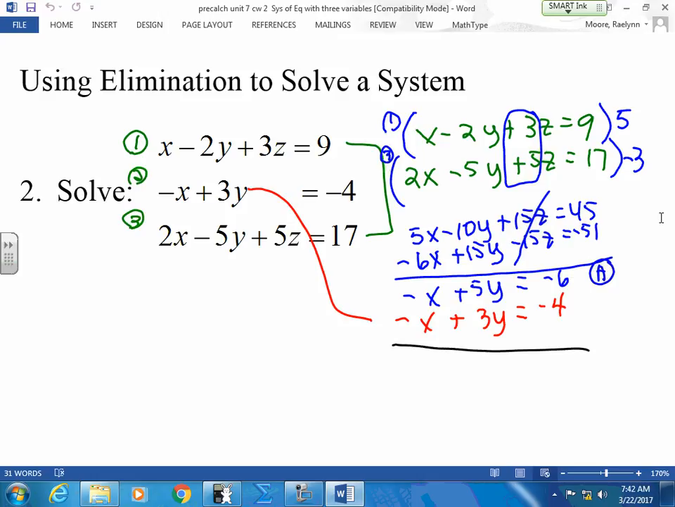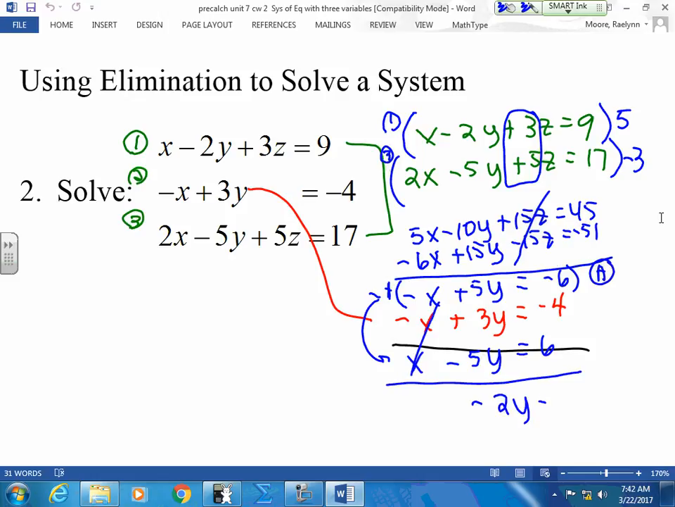So if I add these down, can I eliminate something? No. So what do I have to do? Multiply one of them by a negative 1. So I'm choosing to multiply the top one by a negative 1. So I'm going to write it down here. Now my x's will eliminate. And my y becomes negative 1.